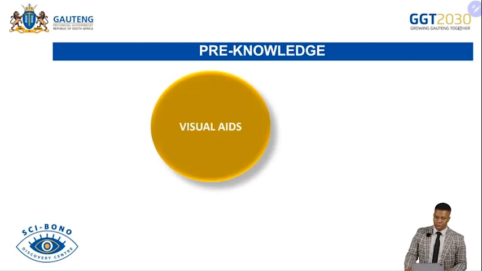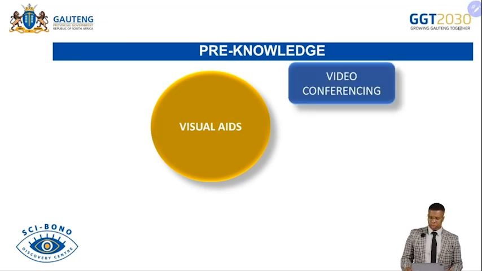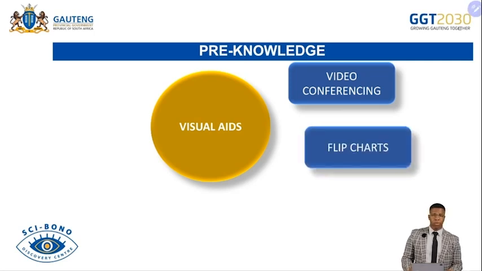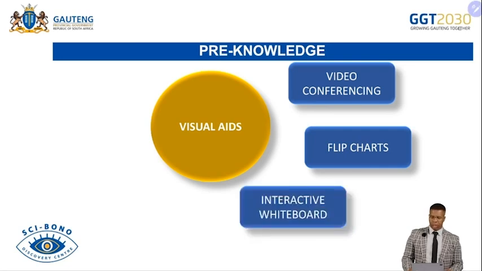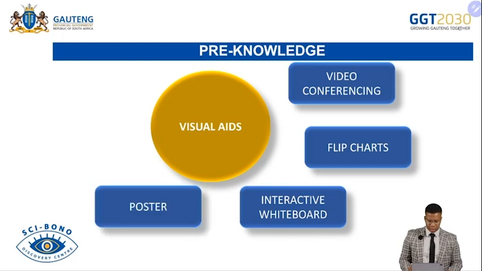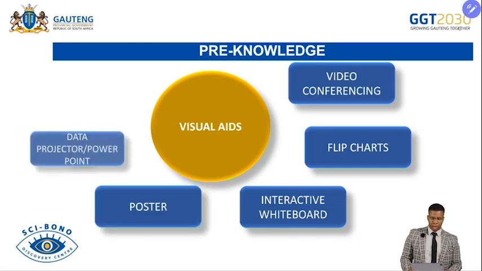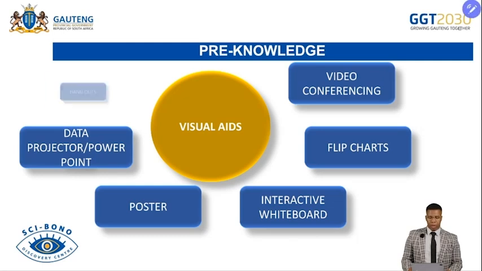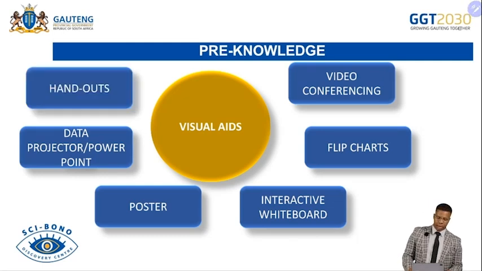As we continue, we also looked into visual aids in our previous lesson, which was on presentation. So we looked into these forms of visual aids, these are media that can be used during a presentation. We looked into video conferencing together with flip charts, together with interactive whiteboards or smart boards, and we also looked into a poster and data projector or a PowerPoint, together with handouts or flyers. So those were basically the critical parts of our previous lesson.